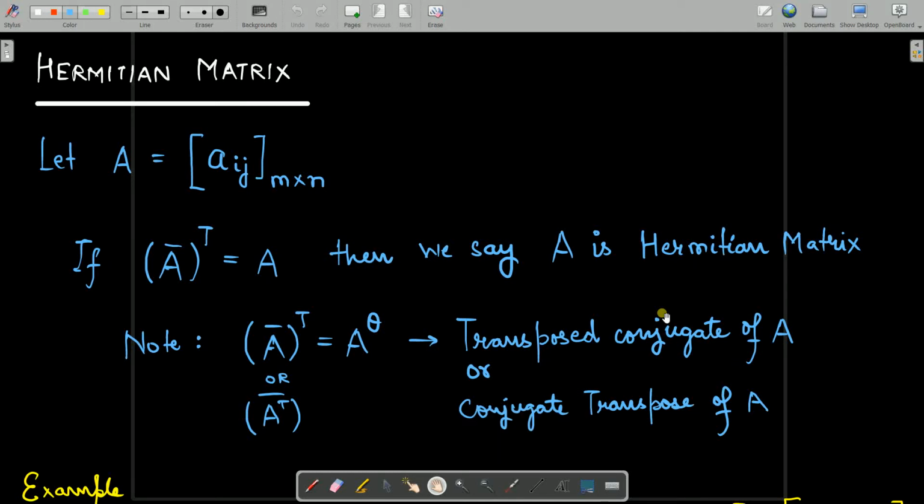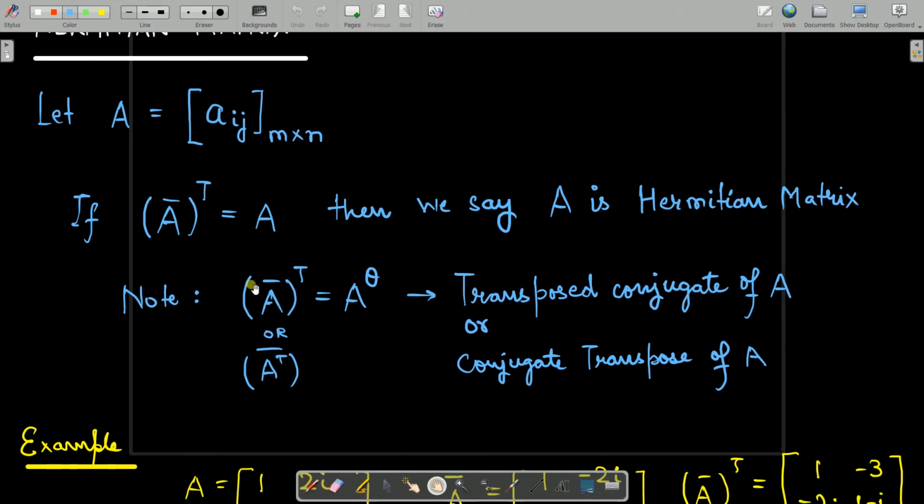Hermitian matrix. Let us consider a matrix A, which is Aij, m cross n, which is the order of the matrix. If you find the conjugate and then the transpose of that, that is A conjugate transpose, and if this matrix gives you back the original matrix, then we can say that A is a Hermitian matrix. Now this A conjugate transpose or A transpose conjugate, both are the same.